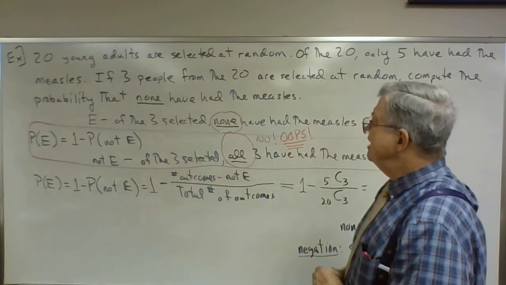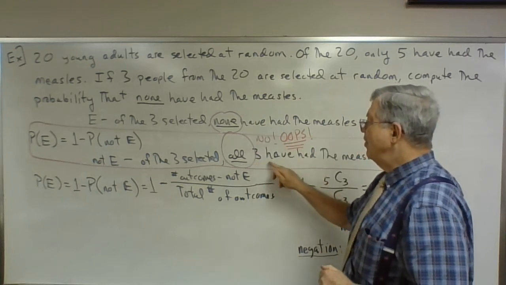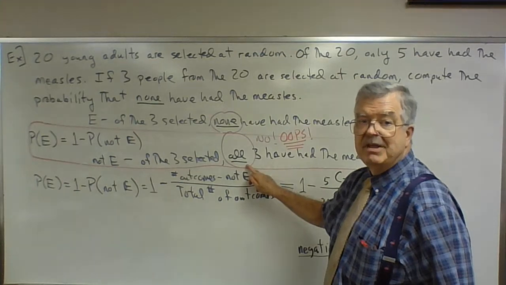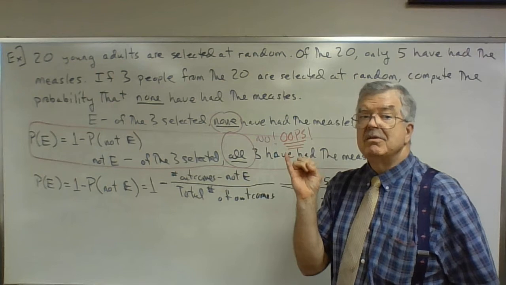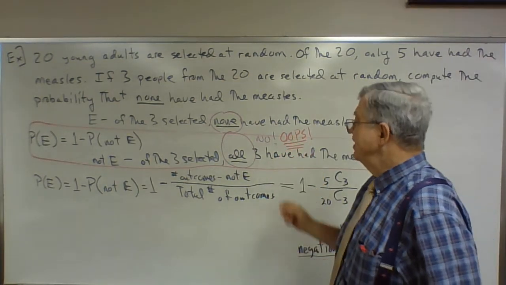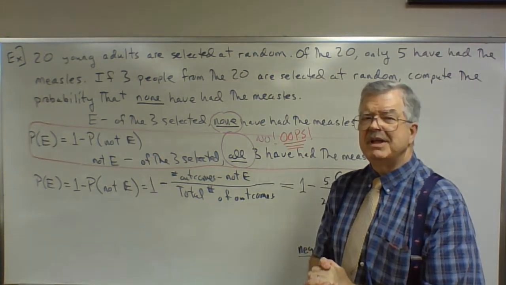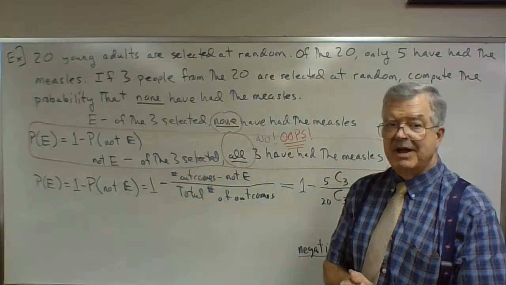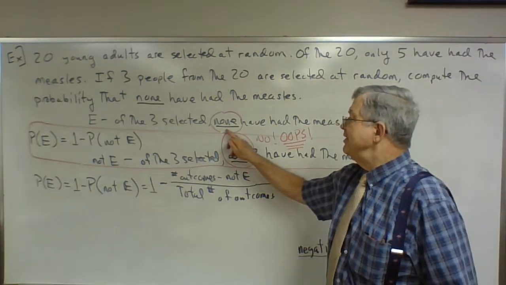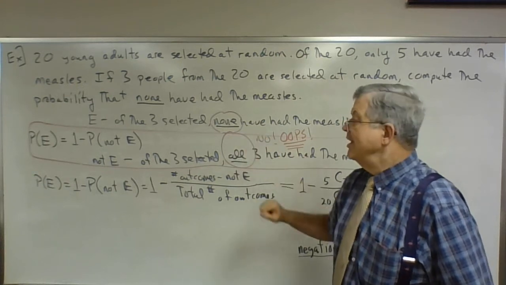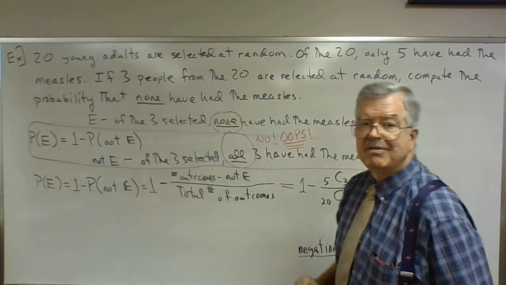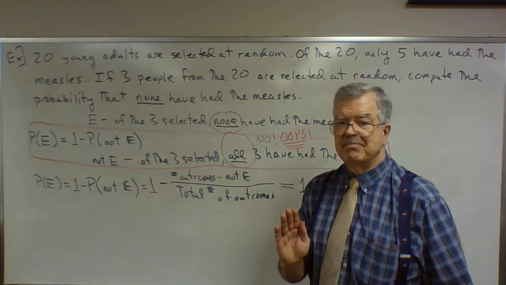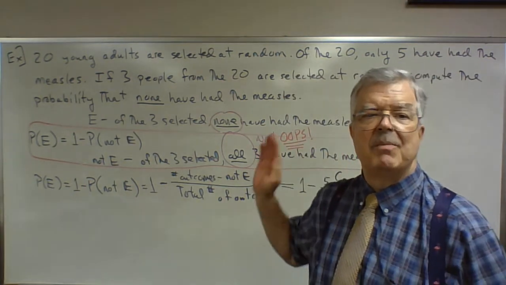Right here. The negation of none have had the measles is not all have had the measles. The negation of none have had the measles is that some have had the measles. And that means 1 or 2 or 3 had the measles. And that's a fairly complicated probability to compute. But this is a mistake that we could make if we're not careful. If we're computing the probability that none occur, the negation of that event is not the probability that all occur. So we want to watch out for that trap. The way we did the exercise the first time was by far the easiest way.